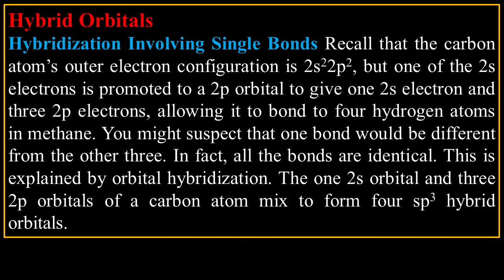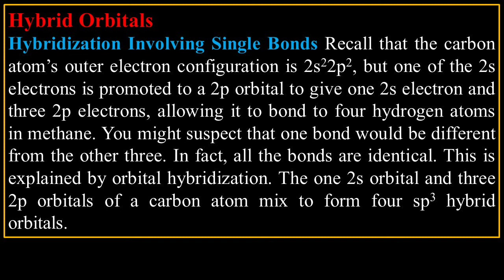Hybridization involving single bonds. Recall that the carbon atom's outer electron configuration is 2s2, 2p2, but one of the 2s electrons is promoted to a 2p orbital to give one 2s electron and 3 2p electrons, allowing it to bond to 4 hydrogen atoms in methane. You might suspect that one bond would be different from the other 3. In fact, all the bonds are identical. This is explained by orbital hybridization.